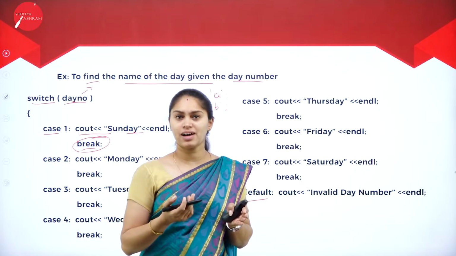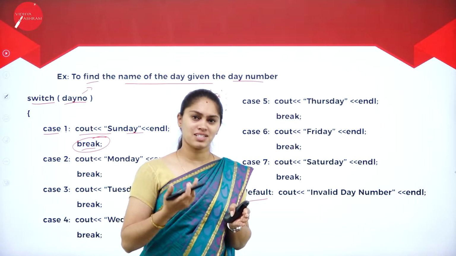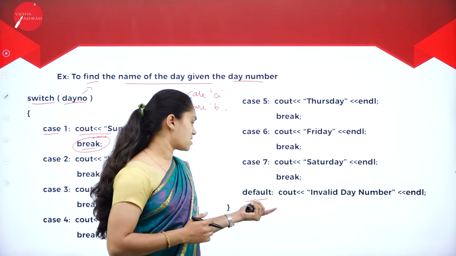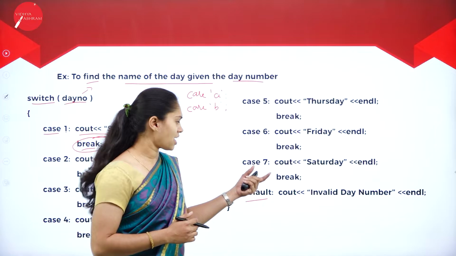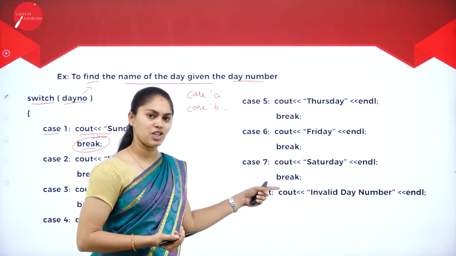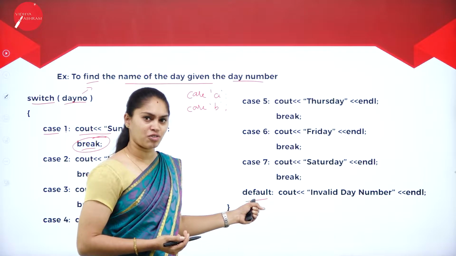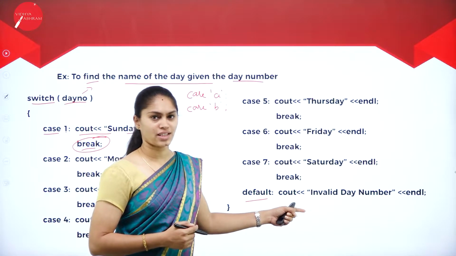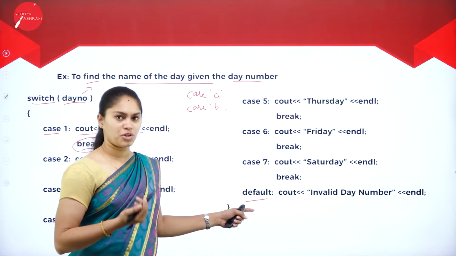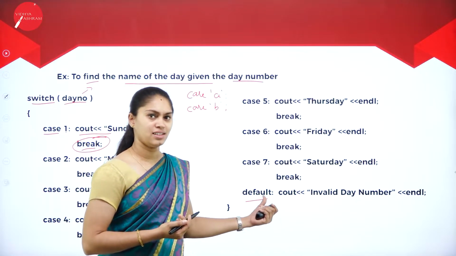But if I give a value which is greater than 7, or which is not in the cases, then it will execute the default statement. You may ask why we are not using break. Anyway, if none of the conditions is true, it will come to the default. Whether it is true or false, it will execute. At last, it has to come out of the switch, so there is no need for a break statement in the default.